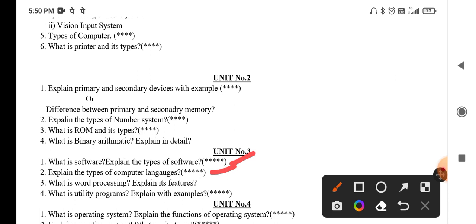Next, a very important question from this unit is: explain the types of computer languages. You know what the meaning of computer language is? Suppose we are human beings. We all have some languages, like Telugu, Hindi, something. So when we interact with a computer, it also has some language.